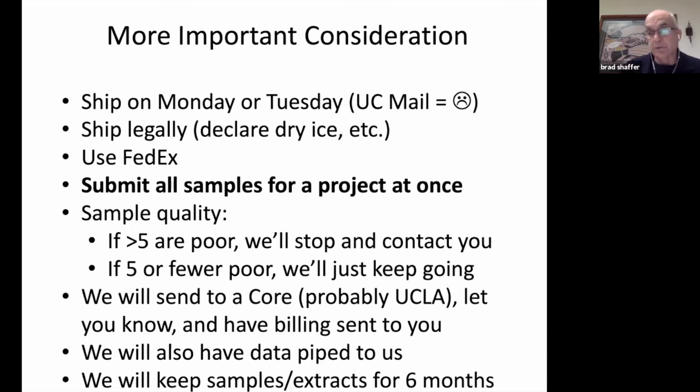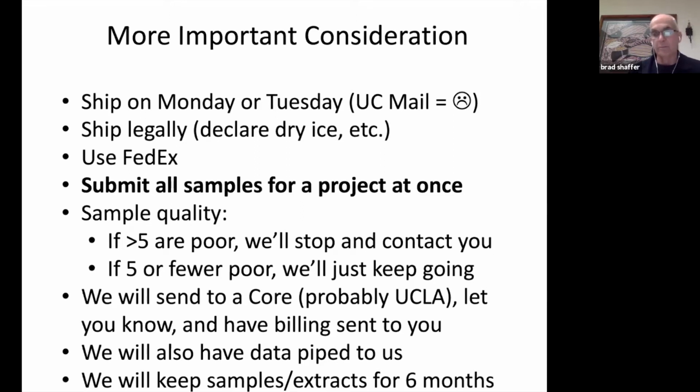5 is about 3% of the total sample. Anything much more than that, we might want to know what's going on. Okay. If 5 or fewer are lousy or sketchy, we'll just keep going. If they really look horrible, we'll just drop them and keep moving with the other 145. If they look sort of marginal, but sometimes stuff that looks marginal on a first pass for QC actually works out okay, we'll include them and keep going.